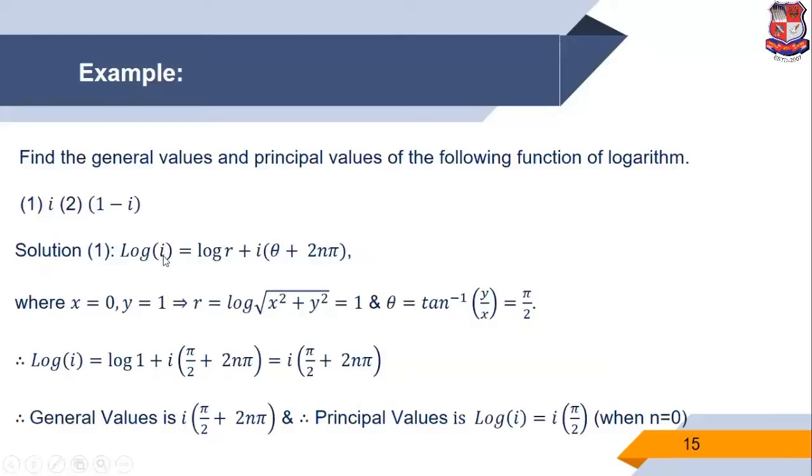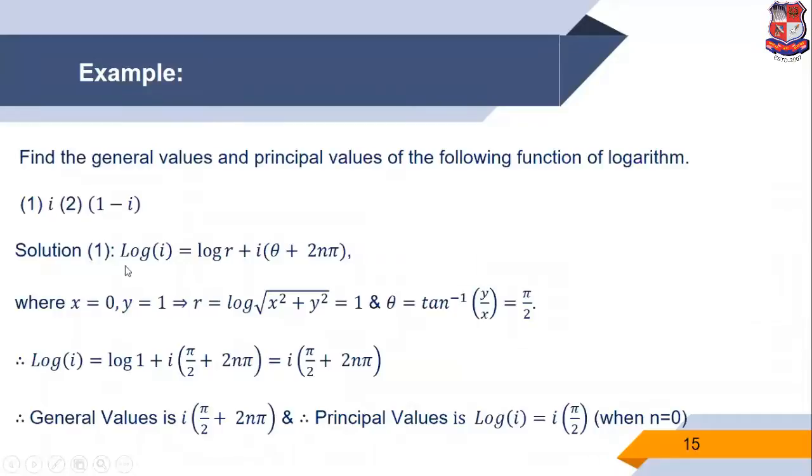So this is the complex number i. We compare it with the standard form z equals x plus iy. So x is 0, y is 1. Therefore r is the square root of x square plus y square, so the square root of 1, that is 1. And theta is tan inverse y by x, so pi by 2.